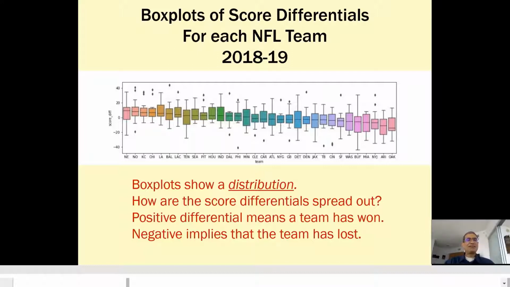Since each team plays 16 games, I want to take 16 score differentials and create a box plot. So that's why the box plot shows a distribution. We're going to see how the score differentials are spread out. Now let's go to Python and see how to do this.